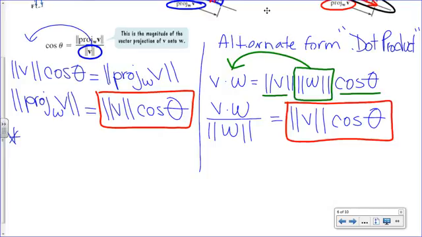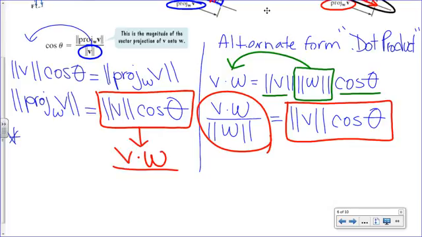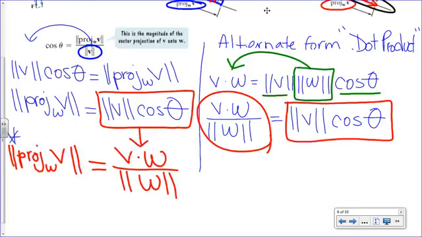So now I'm going to replace the statement here with what I got here. So that will be v, sorry, not times, but dotted with w, divided by the magnitude of w, is equal to the magnitude of the projection of vector v onto w. Okay, and so that is the formula we're going to use. Now, that is only going to give us the magnitude.